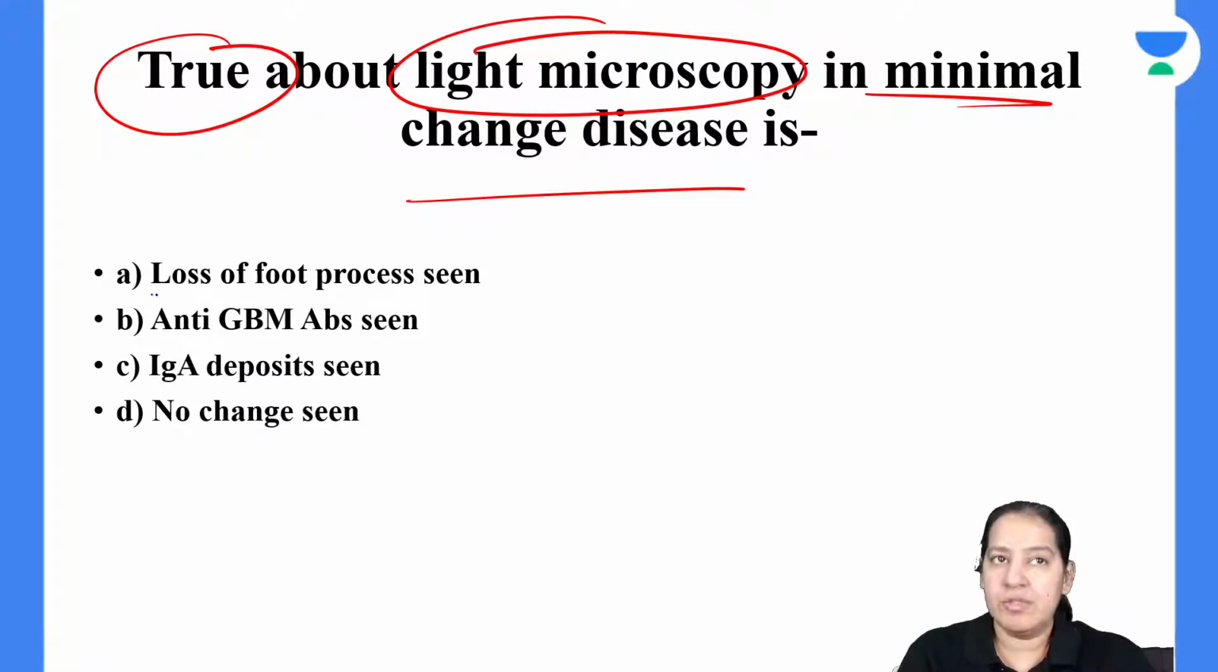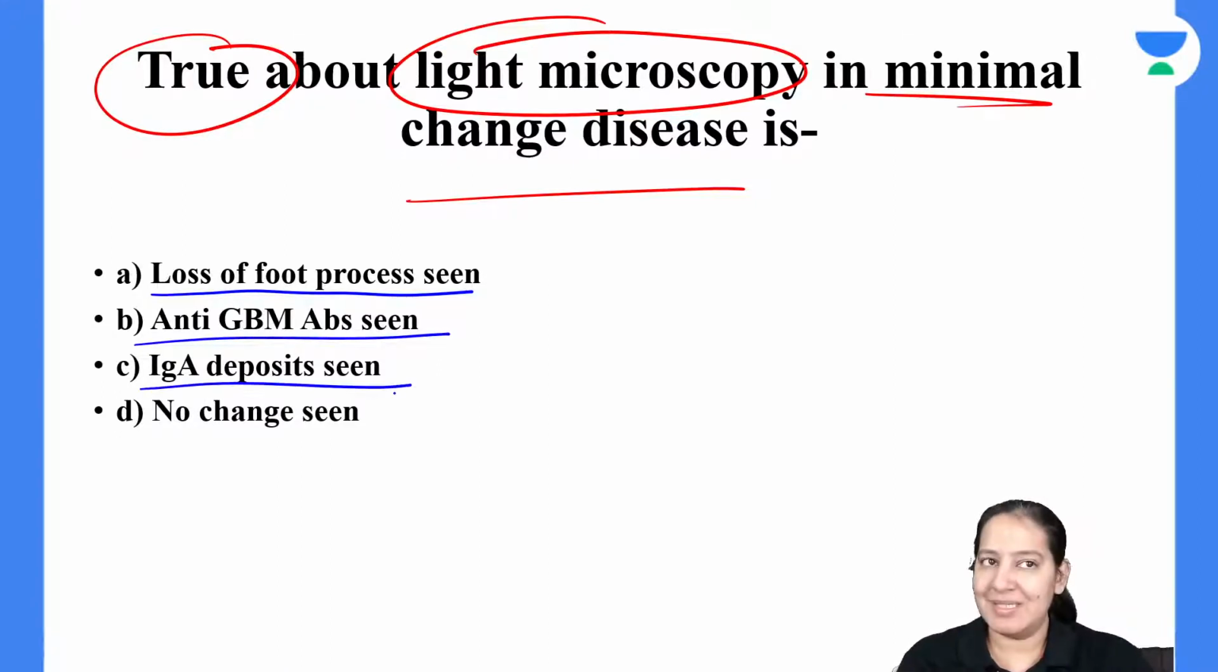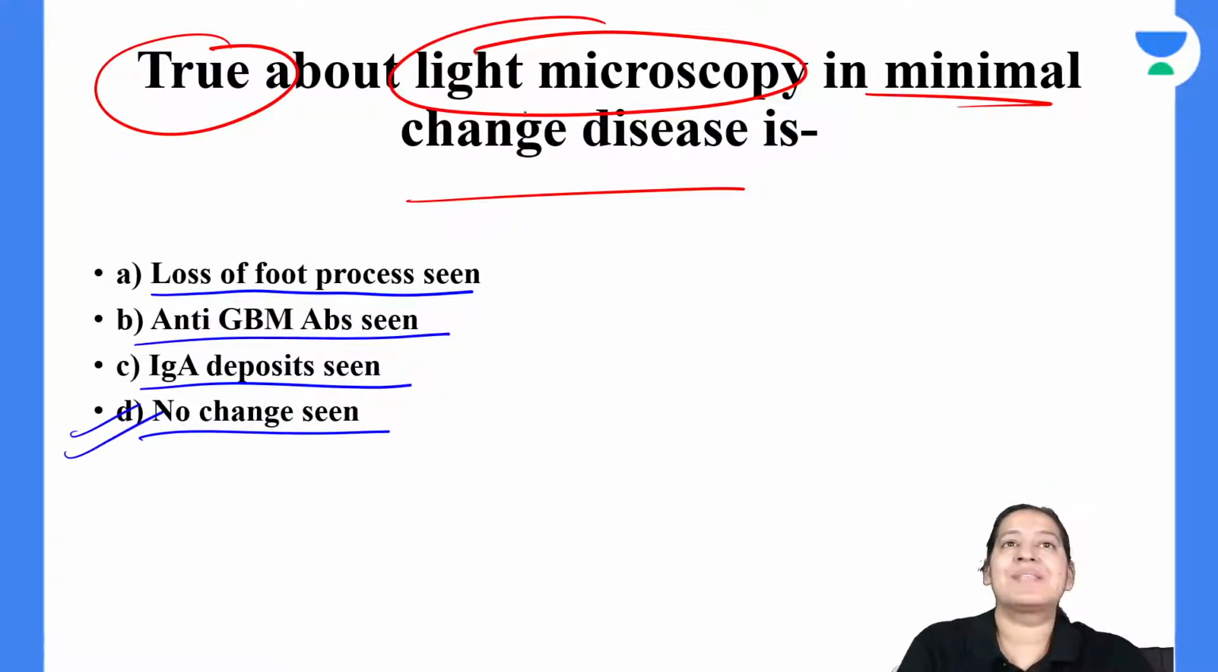Will you see loss of foot process? Will you see anti-GBM antibodies? Will you see IgA deposits? Or will you see no change? Rishinika, you are absolutely right. You will see no change because I am asking on light microscopy. Rishinika, I am changing the question a little bit. Instead of light microscopy, I am asking electron microscopy. What is your answer now?